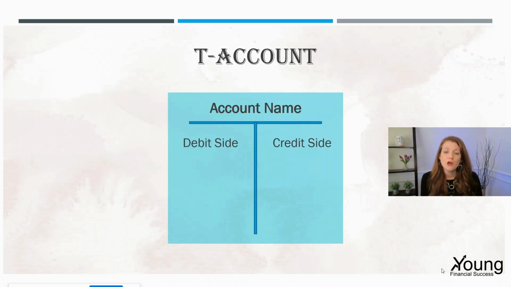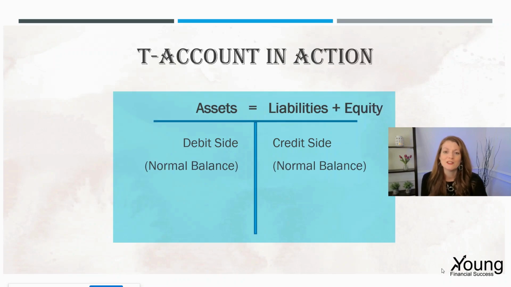At the top of the T account, and you see why it's called a T account, it looks just like a T, you are going to put the account name. It could be cash, accounts receivable, inventory, accounts payable, common stock, whatever the account name is. The left-hand side is the debit side, whereas the right-hand side is the credit side. We're always going to see that in every T account: left side is debit, right side is credit.